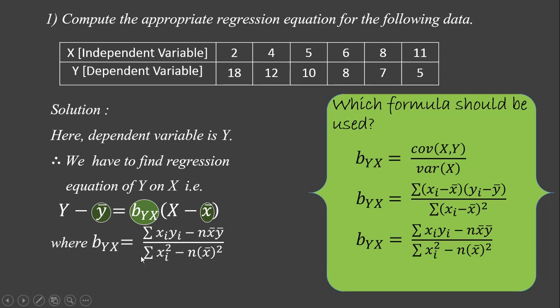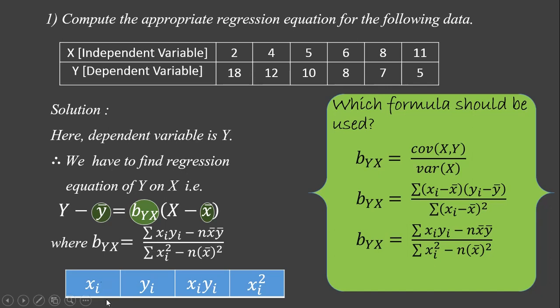Now in the denominator, we have the term summation xi square, so we have to make a column for xi square. To get these terms, we make a table in which there are these columns. First column is for given values of xi, second column is for given values of yi. Then since sigma xi yi is there, we form a column for xi yi. So next column is xi yi. Again there is the term summation xi square, so we have to make a column for xi square. So we prepare a table in which there are these 4 columns.